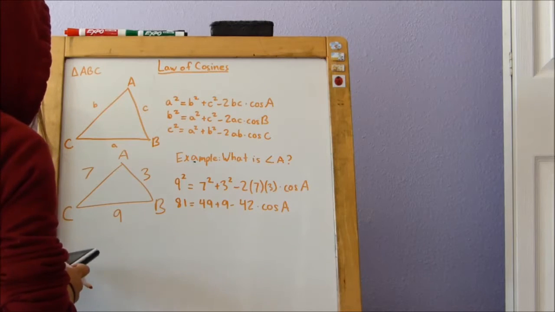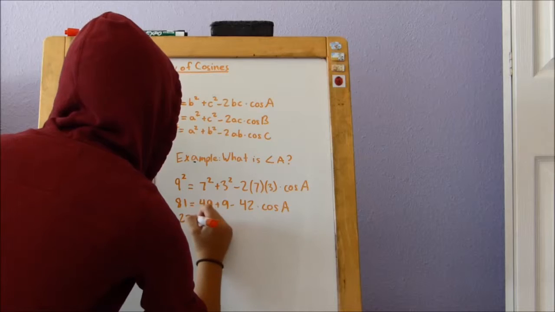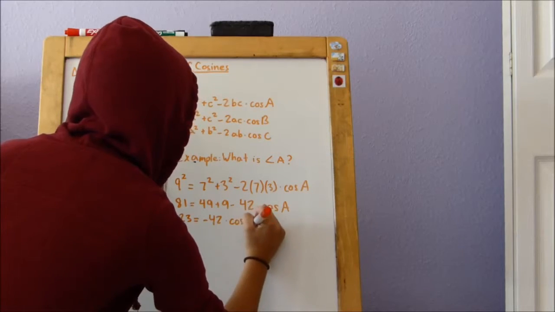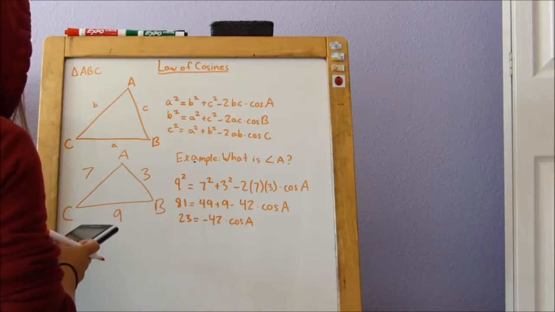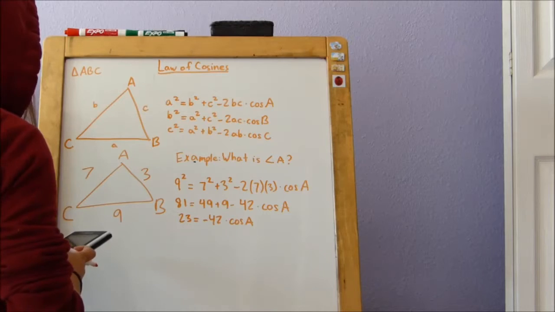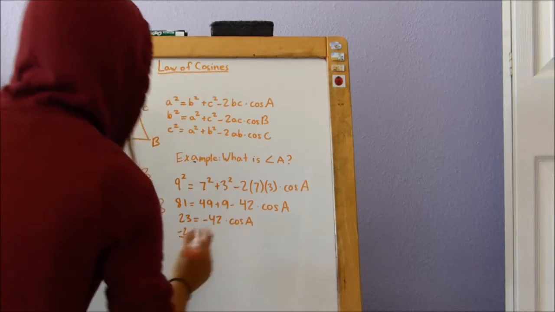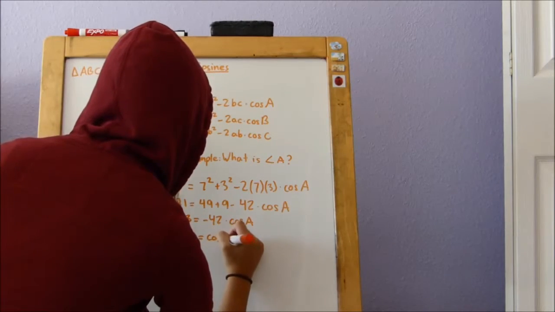81 minus 49 minus 9, that'd be 23. 23 equals negative 42 times cosine of A. Our next step is to divide 23 by negative 42. We get negative 23 divided by 42, because it's not a fun number, equals cosine of A.